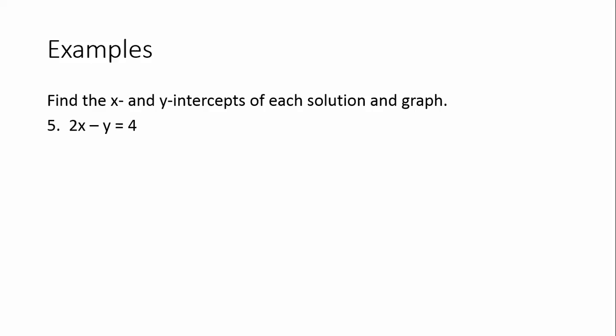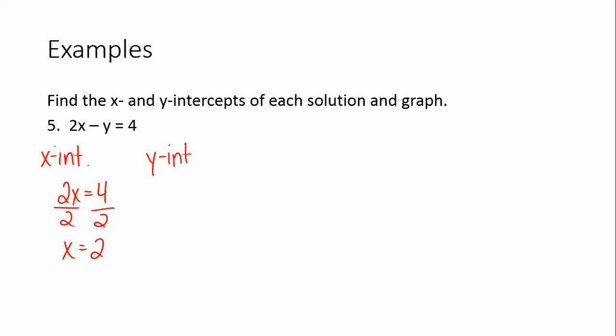Go ahead and try this one on your own. See if you can find the proper intercepts and graph it correctly. So pause the video here. To find the x-intercept, and I'm not going to do quite as much work this time, I know that this y term is going to go away because I'm going to plug a 0 in. So I just have 2x equals 4. Divide both sides by 2, and we get x equals 2.